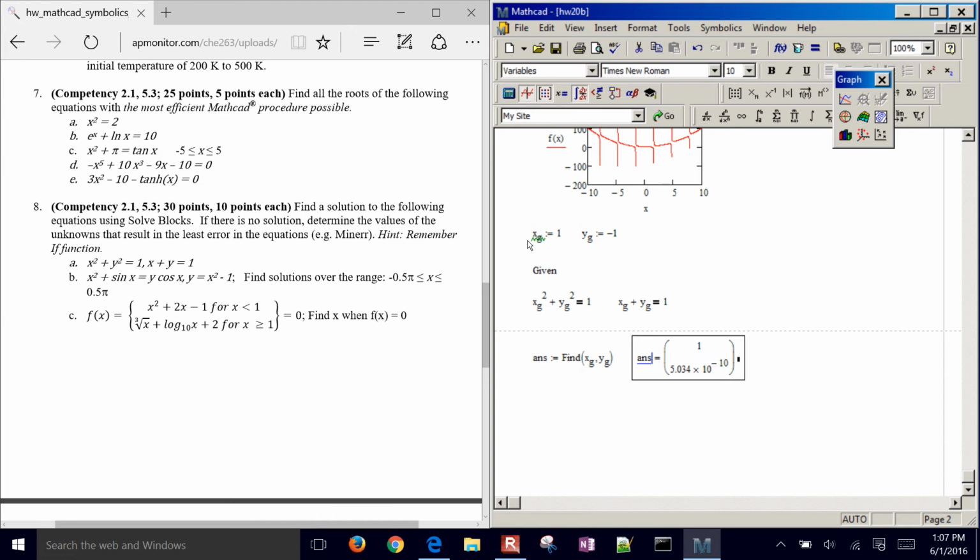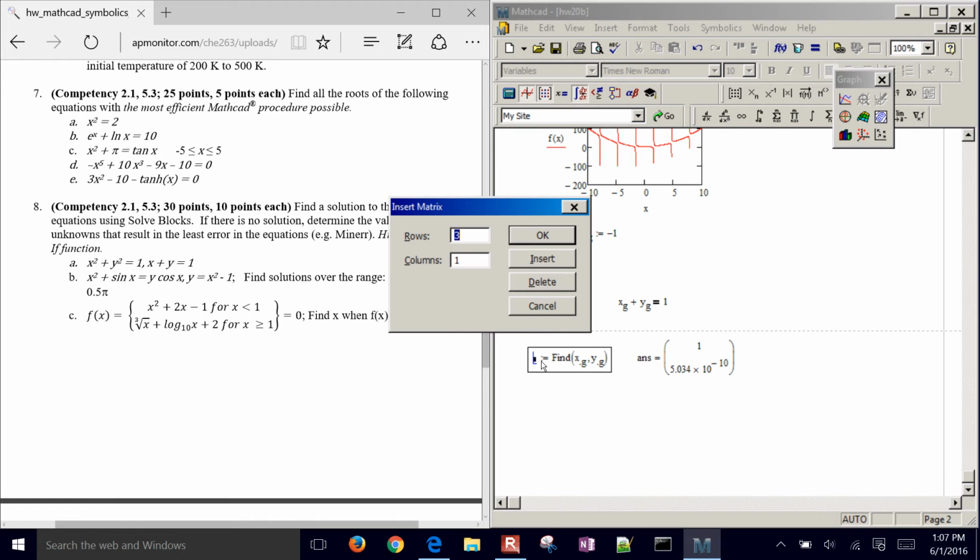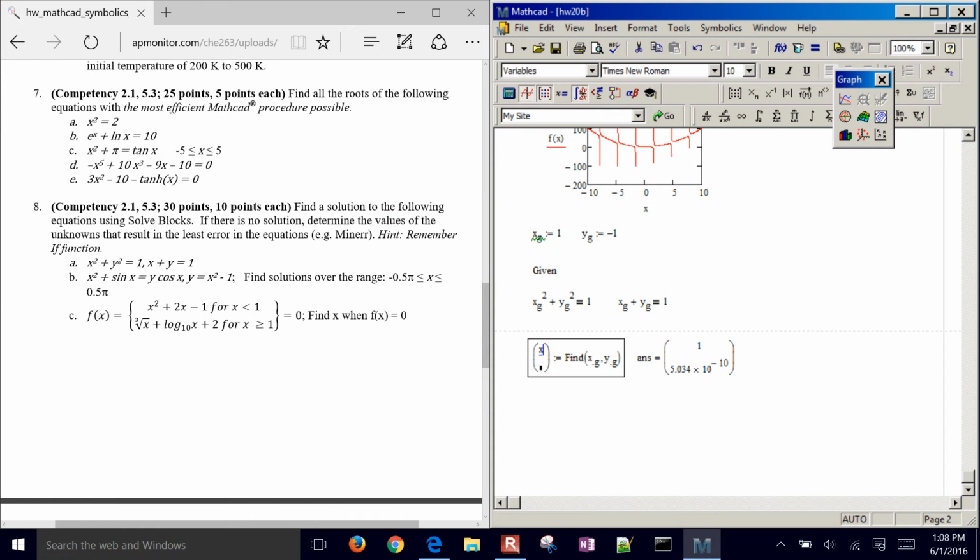Okay, so answer, it found the solution, the x and y values that satisfied these two equations. The other way I can do this is just type Control M, do a 2 by 1, and maybe x and y there instead, and then I could say x equals 1 and y equals that number. So if you don't want to return it as a vector, you want to put it back into individual variables, you can put on the left hand side of that, you can say this vector equals find, and then it'll put them in there for x and y values.